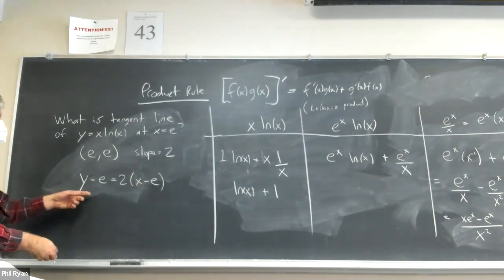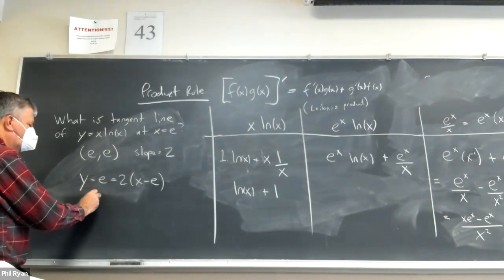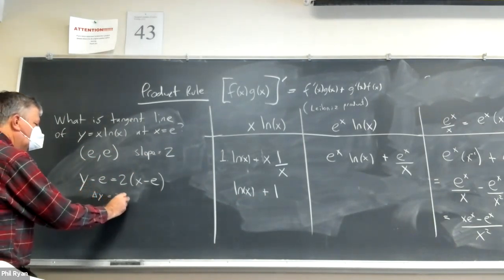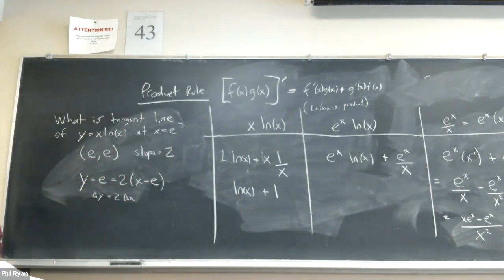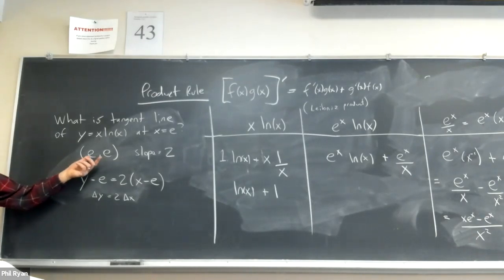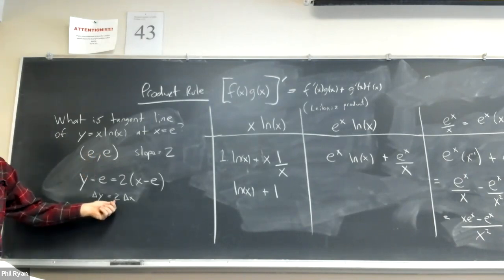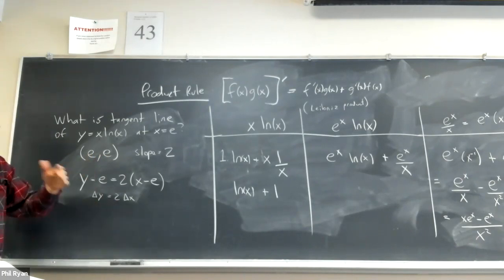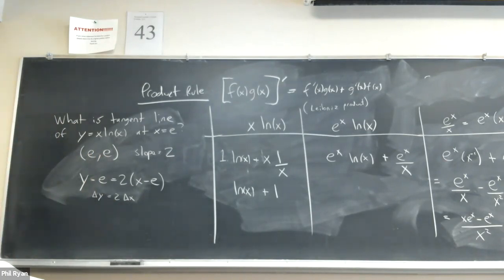Okay, so notice that when it's in this form, it's in the form delta y equals 2 delta x. So how much more is y when x equals e plus 0.1? Well, it's just going to be 2 times 0.1, so it's going to be 0.2 more. We've done those kind of questions a lot.